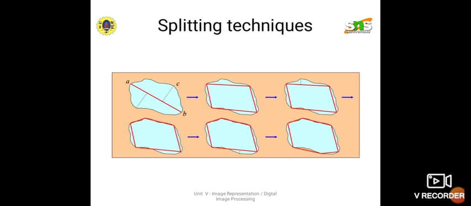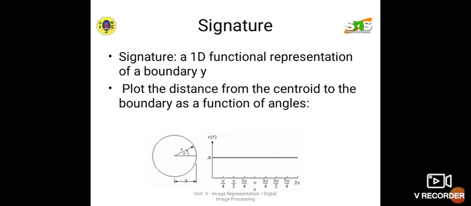Similarly, this procedure has to be followed throughout the covering of the boundary. Okay, so we'll end up with the final boundary shape using this splitting technique, right? Next technique used for representing the image is the signature.